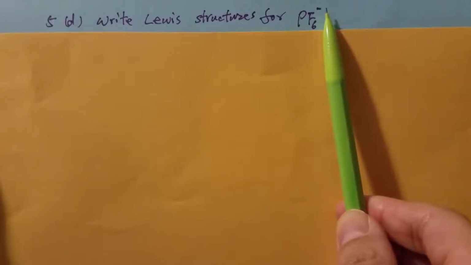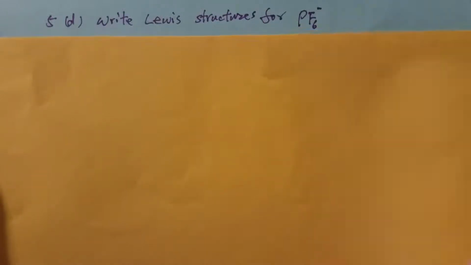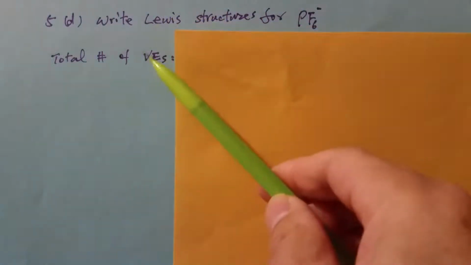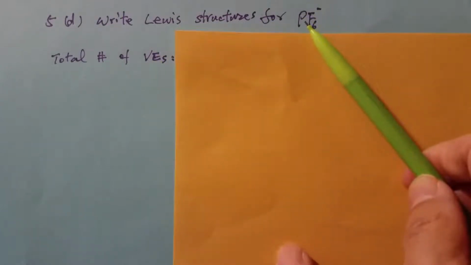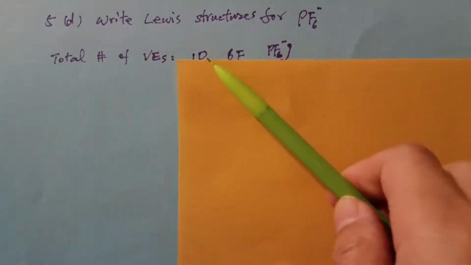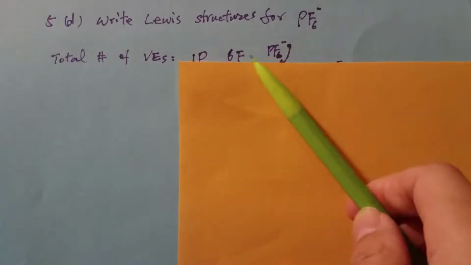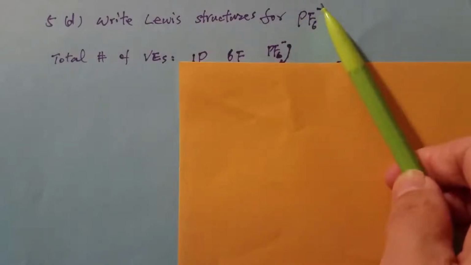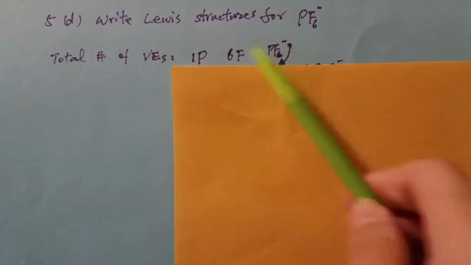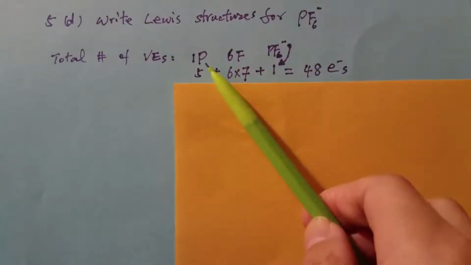We count the number of total valence electrons. We have to count this one as well. Okay, so now, let's take a look. Total number of valence electrons. VE means valence electron. So we have one phosphorus, and we have 6 fluorine or fluoride. So then we have that charge, that -1 charge. So that's the total number of electrons.